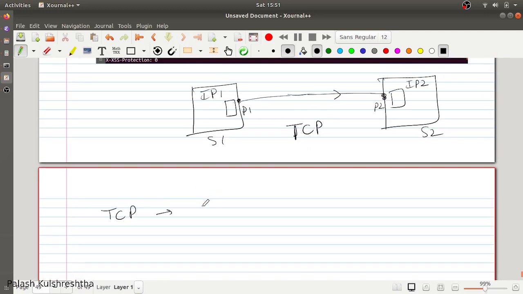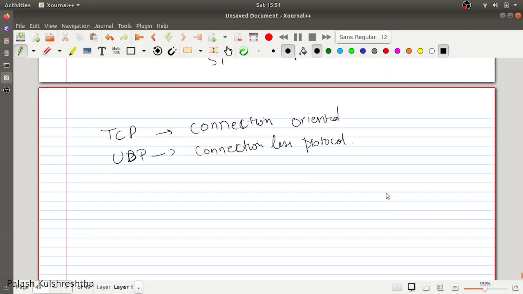TCP is a connection oriented protocol, and UDP is a connectionless protocol. Connectionless protocol means that if two servers want to communicate to one another via UDP, there is no need to set up a connection between these two servers. Obviously, connection has to be there, but connection setup phase is not there.